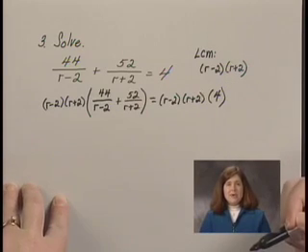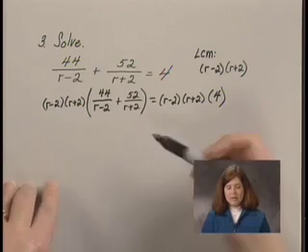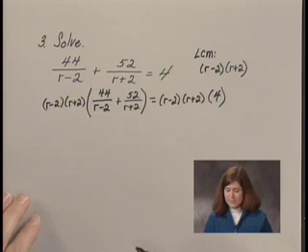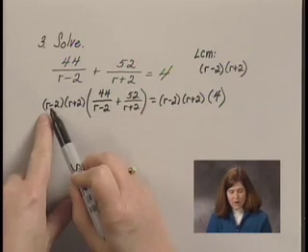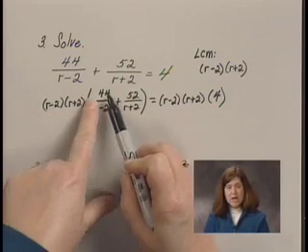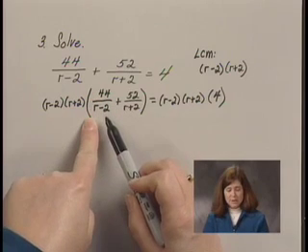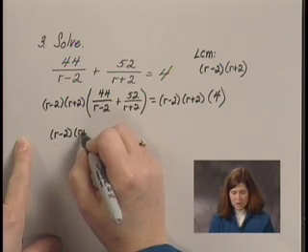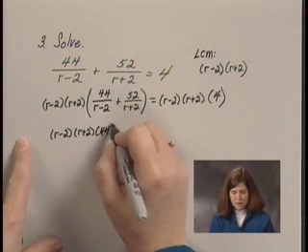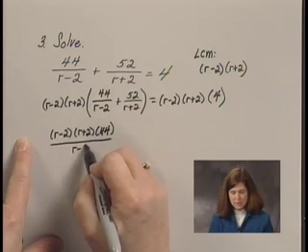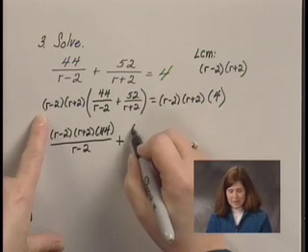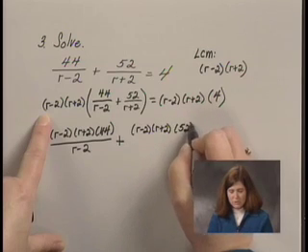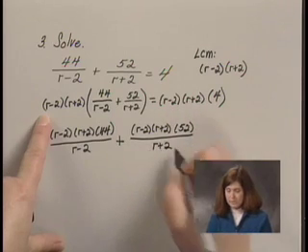Now in this next step, when I actually do the multiplication, the denominators should be cleared. That's why I multiply by this least common multiple of the denominators. I multiply (r minus 2)(r plus 2) times 44 over (r minus 2). What that looks like is this: (r minus 2)(r plus 2) times 44 over (r minus 2), plus (r minus 2)(r plus 2) times 52 over (r plus 2).